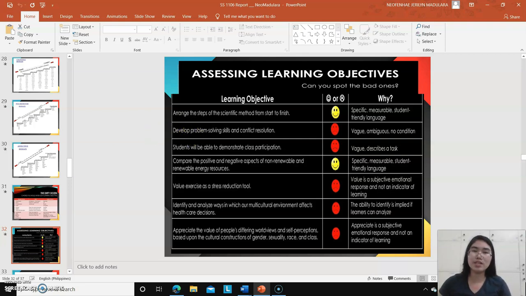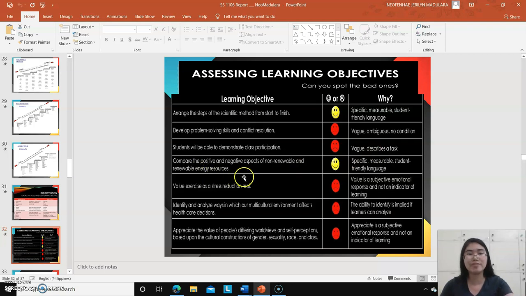Develop problem-solving skills and conflict resolution. Why is it bad? Because it is vague, ambiguous, and has no condition. Develop. So better choices could be list or solve the problem. Next: students will be able to demonstrate class participation. Demonstrate is broad, so it is vague or describes a task.